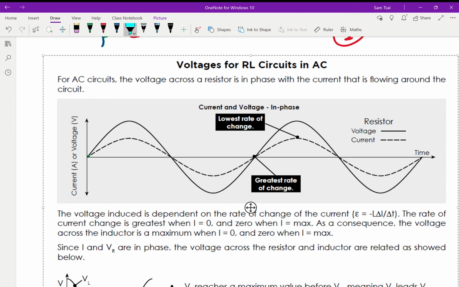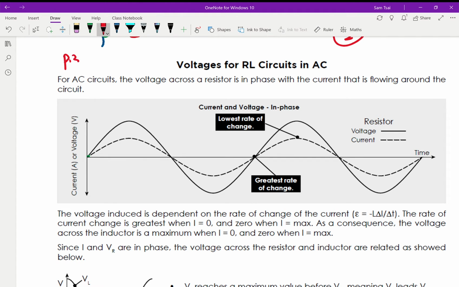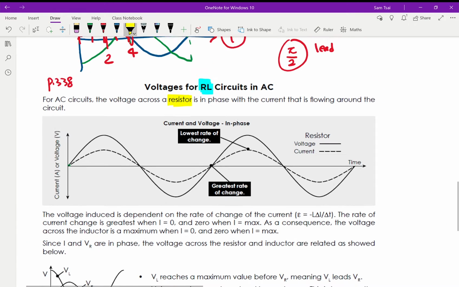Okay, so now we are at slide page 338, and we are going to talk about voltage for RL. The first diagram here is about the resistor. What are we going to do?